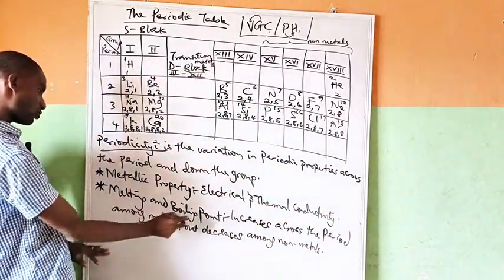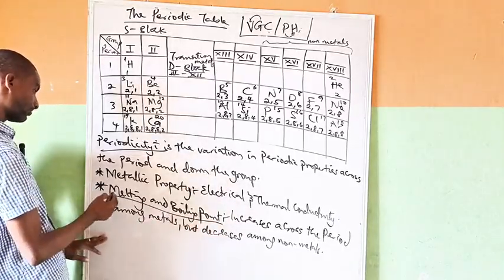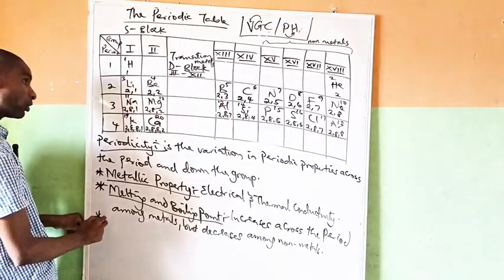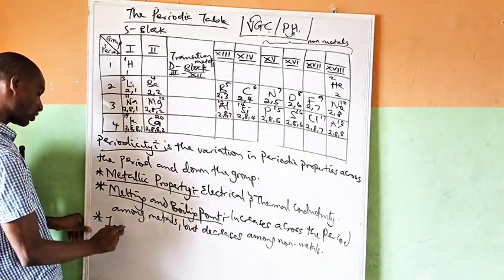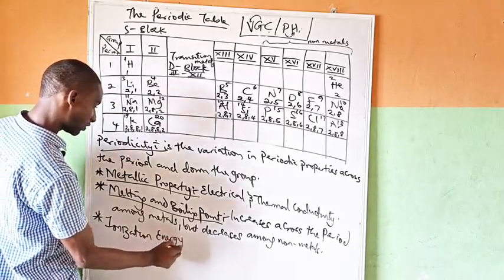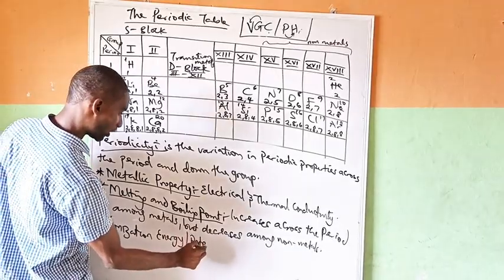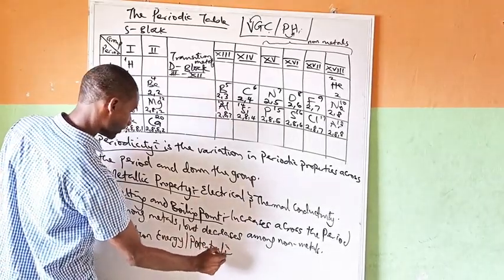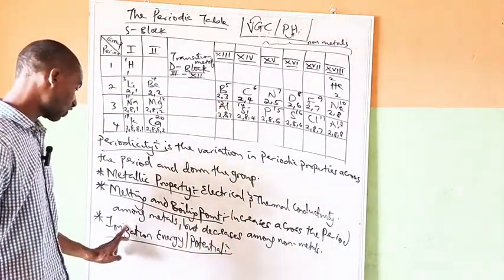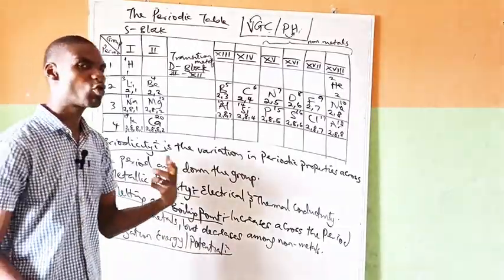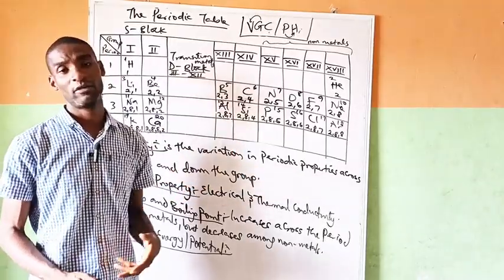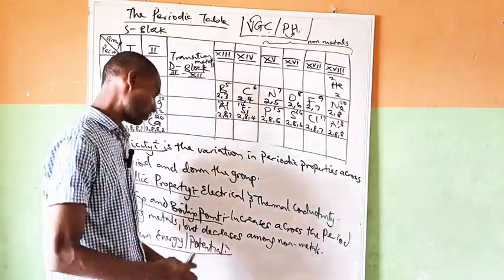All right, so those are the next set of properties I'll be talking about. I'll talk about ionization energy, which is the same thing as ionization potential. So what is the meaning of ionization potential? Ionization potential is the energy required to remove an electron from the outermost shell of an element in its gaseous state. So let's define it.